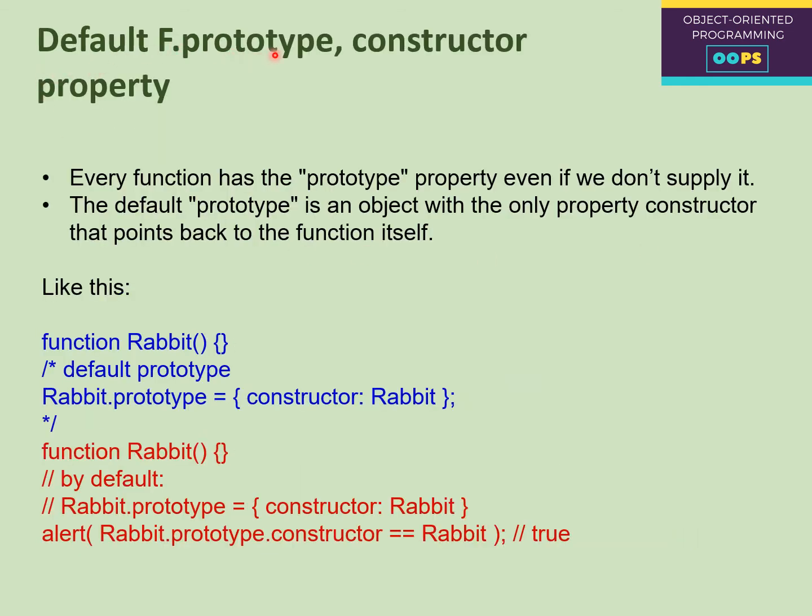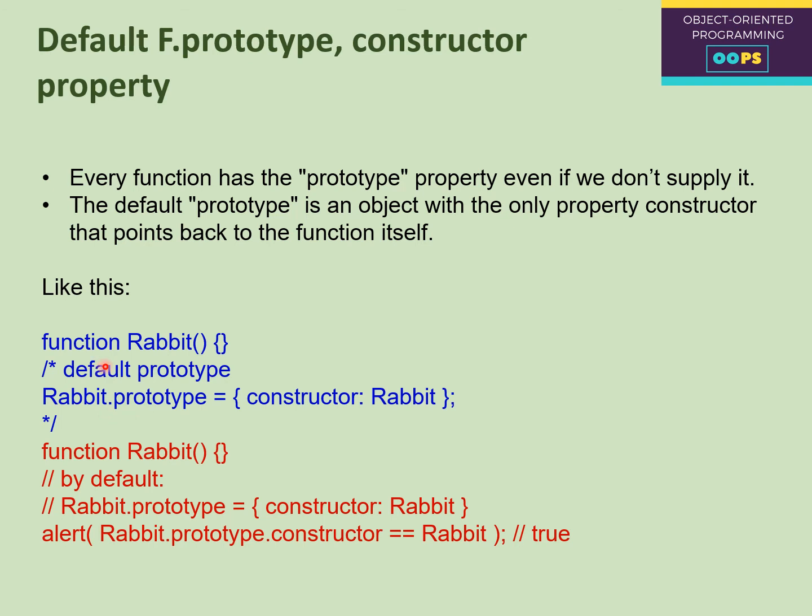Then the default F.prototype constructor property. Every function has the prototype property even if we do not supply it. The default prototype is an object with the only property constructor that points back to the function itself. So the default F.prototype property is an object with the only property constructor that points back to the function itself.